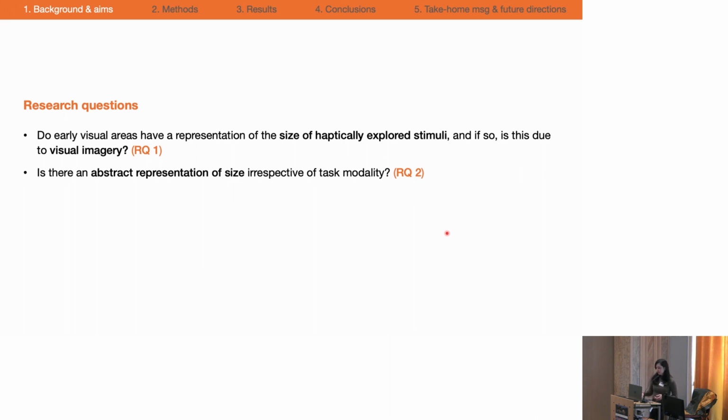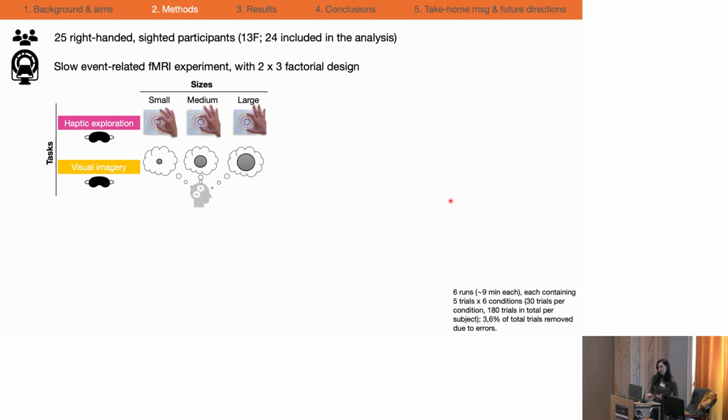modality. So to address these two questions, we recruited 25 right-handed sighted people to take part in our slow event-related fMRI experiment, during which participants had to either haptically explore with the thumb and index finger of the right hand, or visually imagine one of 3 differently sized rings or circles. So we had 2 tasks and 3 sizes: small, medium, and large. Importantly, participants were blindfolded for the whole duration of the experiment, so they could never see the stimulus.